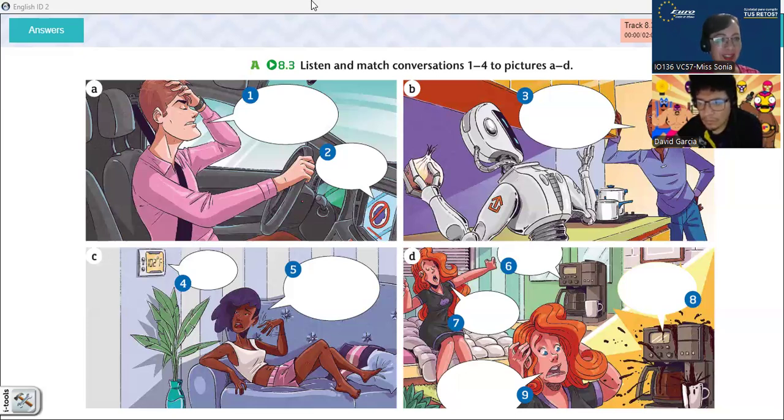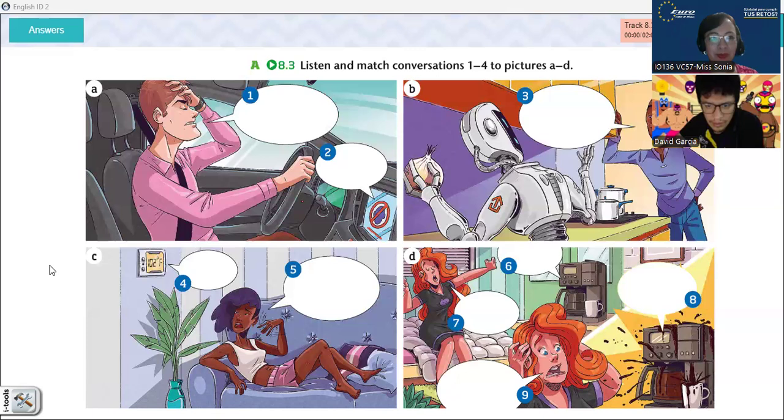Okay, got it? Okay. The first conversation, there is the girl, letter D, the girl wakes up, the broken coffee machine, correct, the coffee machine. Then the second is the man with the robot. He's going to plug it in because he doesn't have enough charge. So he needs to charge it. No, enough battery. Enough battery. All right, very good.